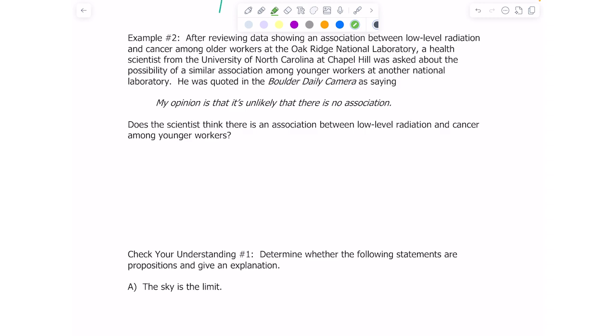So if you read that statement very carefully, they have this word unlikely, and then they also say no association. So that's a double negative, right? Both have a negative connotation. In English, a double negative always turns into a positive. Okay, so if we think of it like this, let's make P equal, it's likely there is an association.